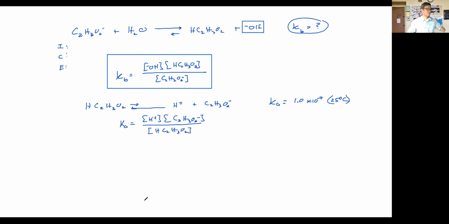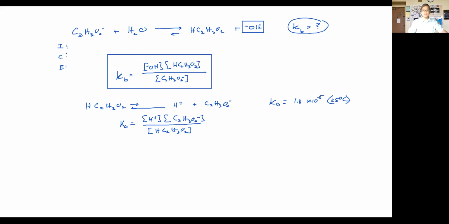You know, this bothers me. Let me quickly look it up for you. Ka for acetic acid. I don't want to use some arbitrary value. Yeah, I wasn't too far off. I just looked it up, and this is 1.8 times 10 to the minus 5. So it's a little off. So we know this value.